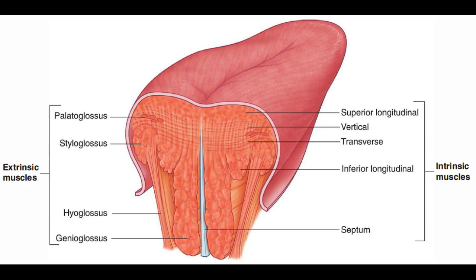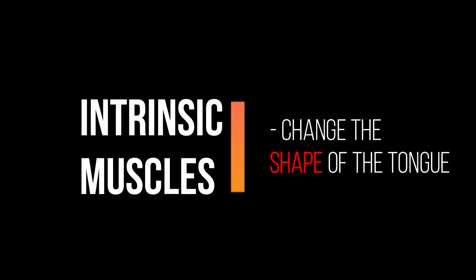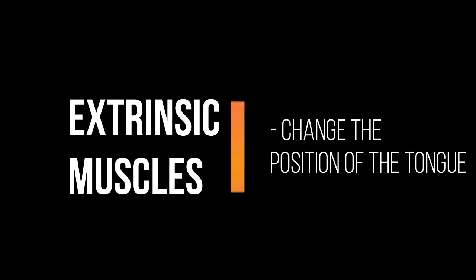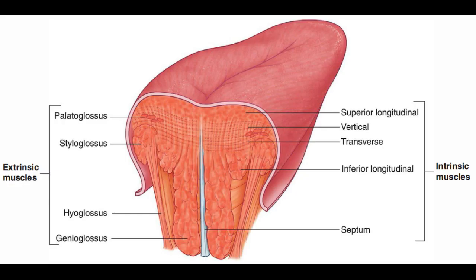Now let's see the intrinsic muscles of the tongue. Intrinsic muscles of the tongue are those muscles which change the shape of the tongue, whereas extrinsic muscles change the position of the tongue. Intrinsic muscles are contained within the mass of the tongue, whereas the extrinsic muscles connect the tongue with the surrounding structures.